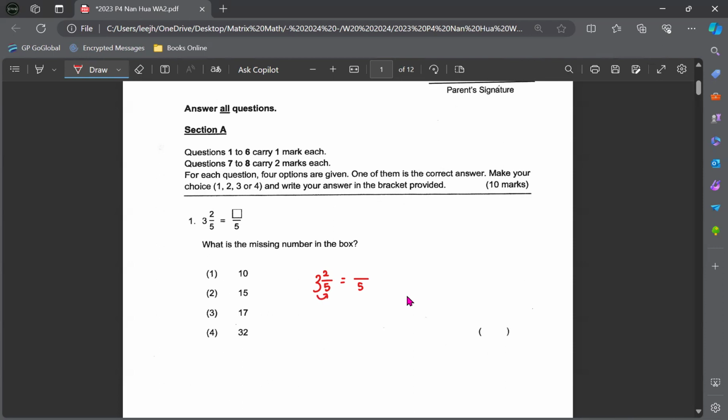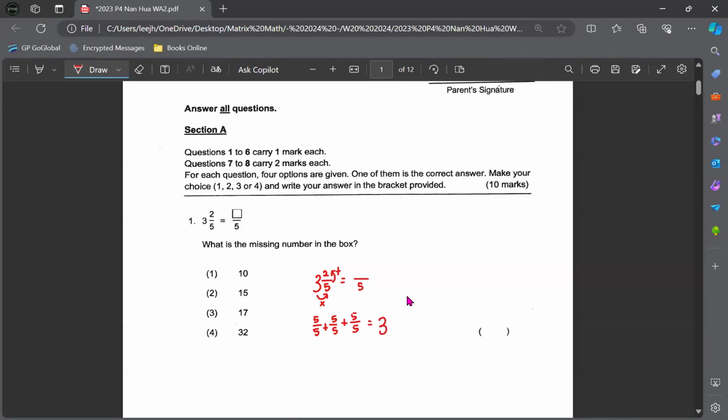You just have to times this 3 wholes times the denominator, then you plus the 2. Okay, so 3, sorry, this is a bit messy. I change, okay, plus 2. Okay, so 3 times 5 is 15. Okay, 3 wholes is 5 over 5 plus 5 over 5 plus 5 over 5. This is 3 wholes. Understand? Okay, so this will be 3 wholes.